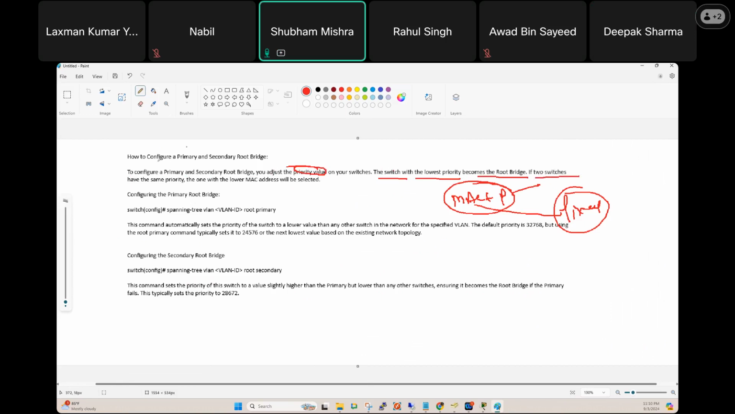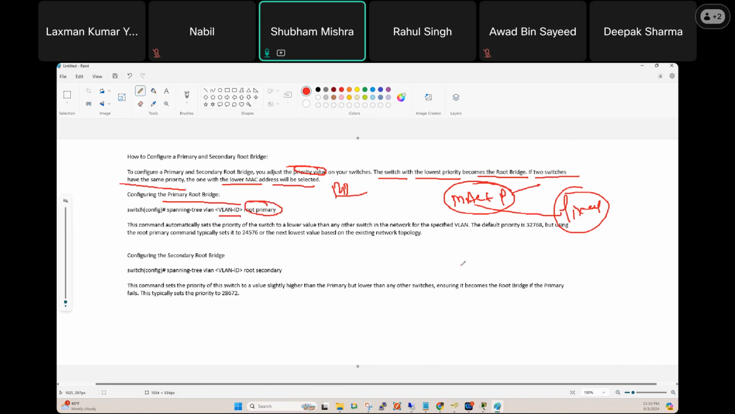If two switches have the same priority, then the switch with the lower MAC address will become the root bridge. Now, how to configure a primary root bridge? You write spanning-tree, then the VLAN ID, then the root primary command.